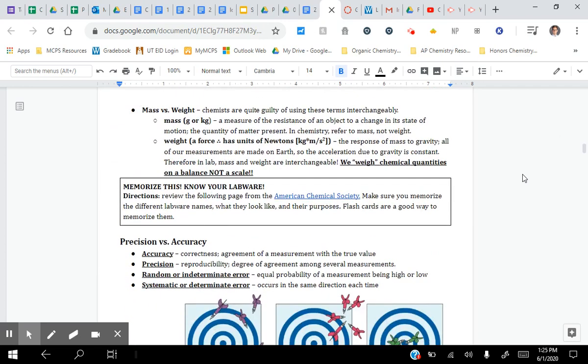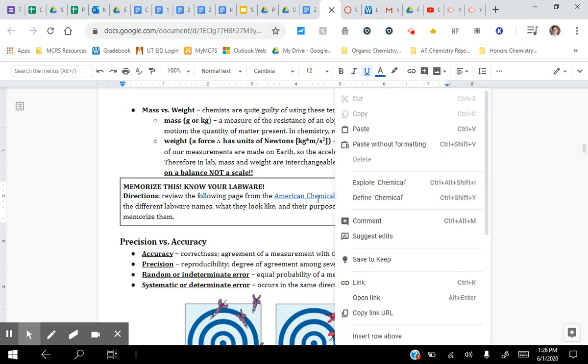For mass and weight, now there is a difference between mass and weight if you get into the physics component of things. Primarily, we can say that the acceleration due to gravity is constant on Earth, so mass and weight will be the same for all intents and purposes in this course, but you need to know that they are not the same in real life. If you were to go to the moon, the mass of something stays constant, but the weight is what changes due to gravity. We weigh things on a balance, not a scale.